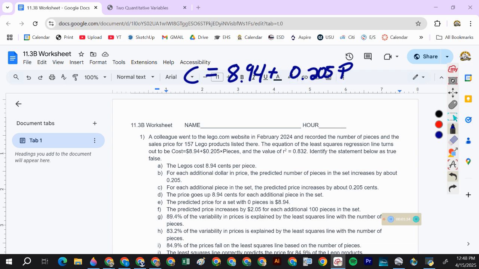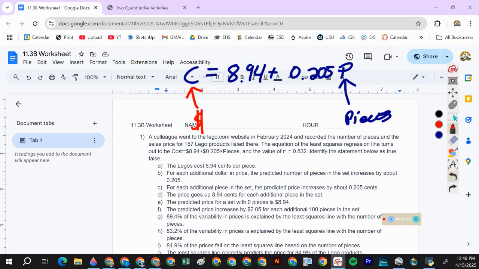So for every dollar, does the price increase about 20 cents per piece? No, that doesn't make any sense at all, right? So this is pieces, and this is in dollars. So this says the packaging and the shipping is about $8.94, and then each piece costs about 20.5 cents. Okay, so A and B are both false.